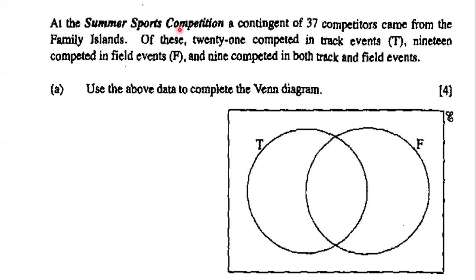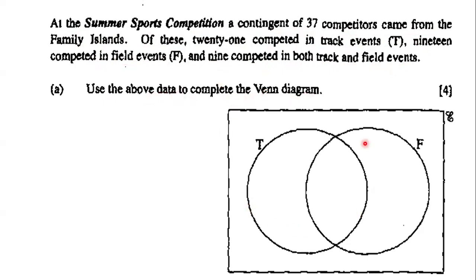At the summer sports competition, a contingent of 37 competitors came from the Fami Islands. Of these, 21 competed in track events, T, 19 competed in field events, F, and 9 competed in both track and field events. Use the above data to complete the Venn diagram.